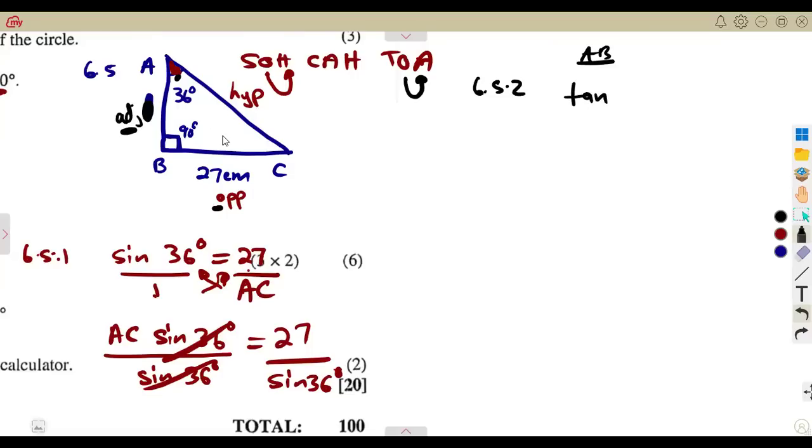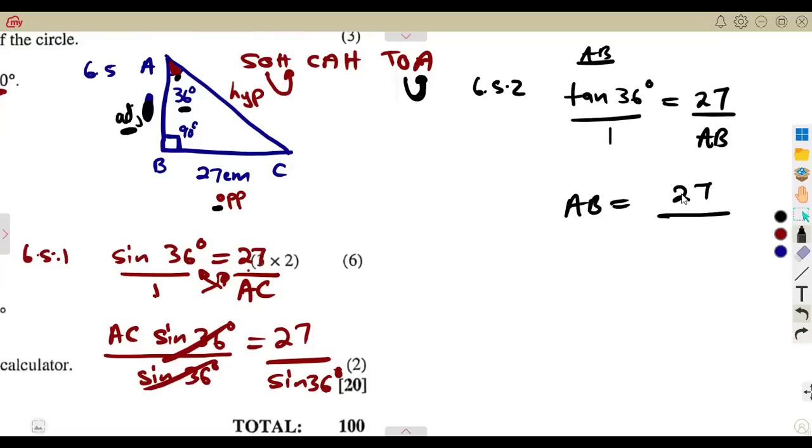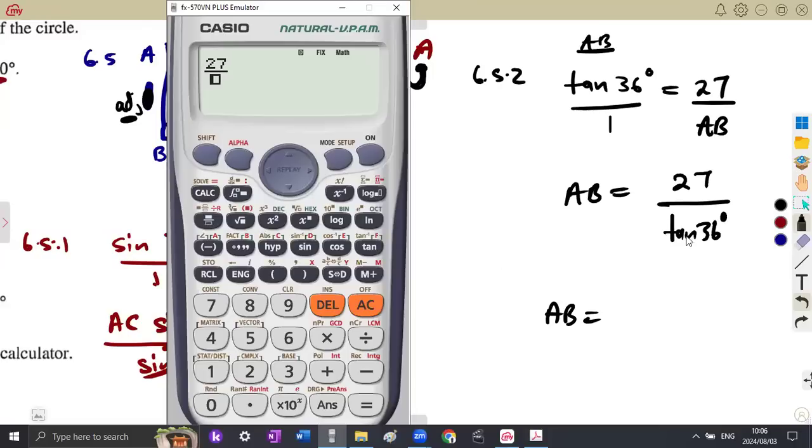Since the tan of the angle is equal to the opposite over adjacent. Opposite, which is 27, over the adjacent, which is the AB that we are supposed to calculate. We can cross multiply this and that. So AB was going to end up as 27 over tan 36 degrees. So there we were going to calculate our AB just like the previous case. We can use our calculator again, 27 over tan 36, this time.